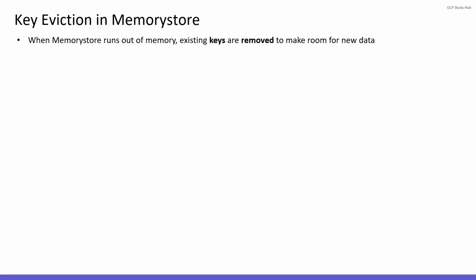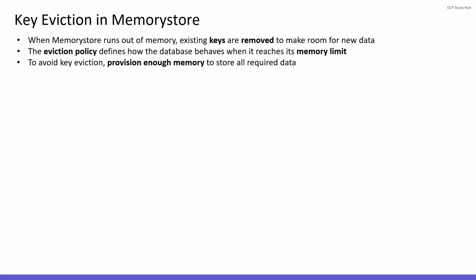This ensures the database stays available for new data, but it obviously comes at the cost of losing older information that was already stored. How exactly the system chooses which data to drop is determined by the eviction policy. You can configure different policies depending on whether you want to prioritize removing the oldest keys or those that are used the least frequently. If you want to avoid the eviction process entirely, you need to provision enough memory to handle your total data volume.